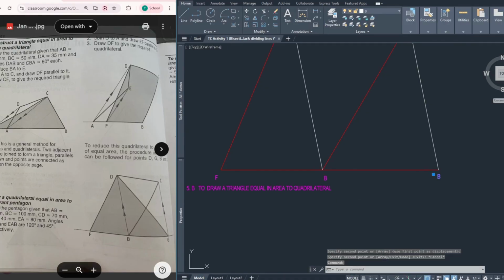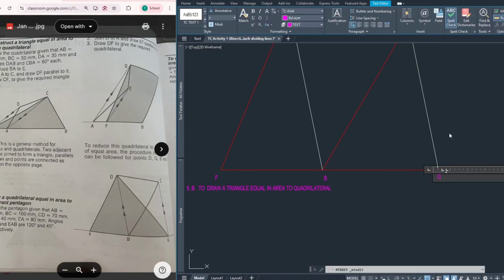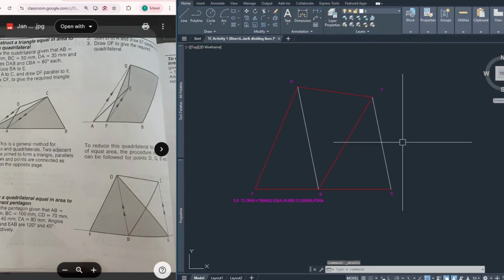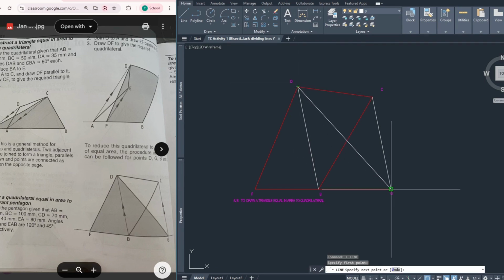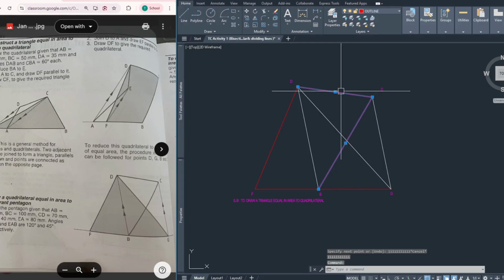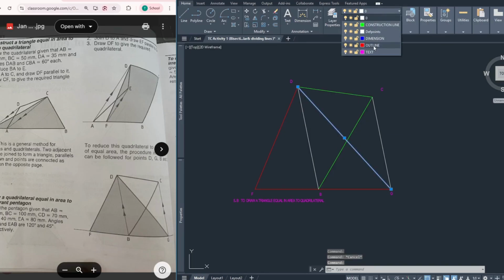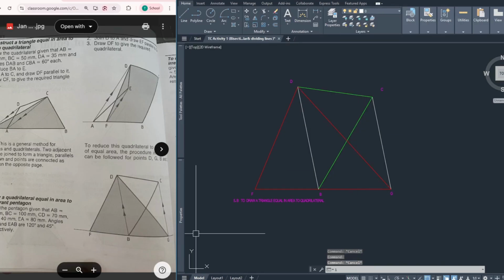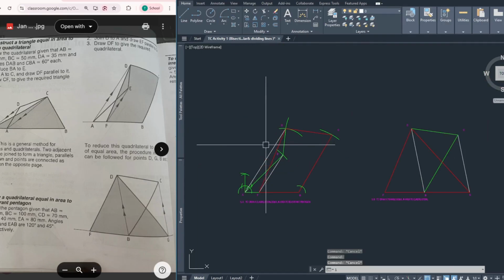This part is now going to be called G. And then the diagonal would be from the highest point of the previous parallel to the lowest point of the new parallel. Now, after this is done, we can outline all the important parts of our drawing, which makes our triangle. All right, and this is how we reduce from a pentagon to a quadrilateral to a triangle.